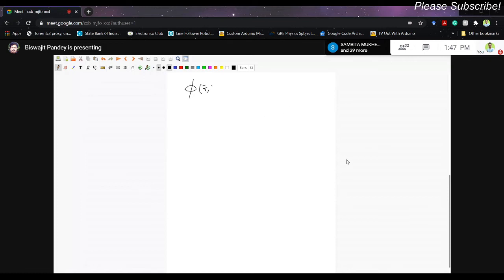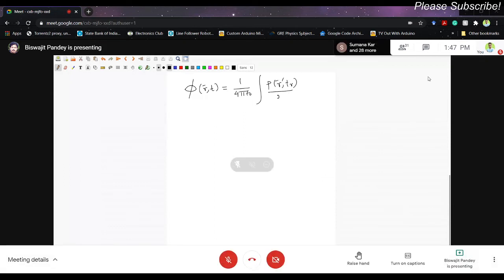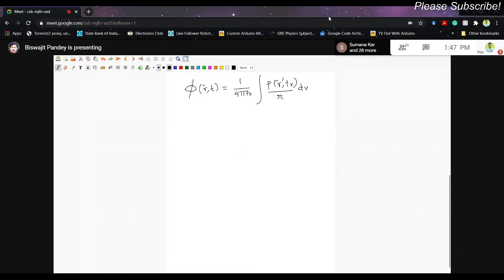So the retarded potential for any time varying charge density or current density was how much? That was phi of r, t. You have to remember what r in this context is. I have already drawn the diagram on the last page. If you forgot that, I will draw it once again. Just wait a minute. So rho of r prime, tr, over curly r, where curly r is r minus r prime, d tau prime. So what was our picture?